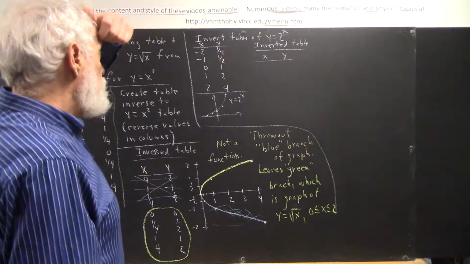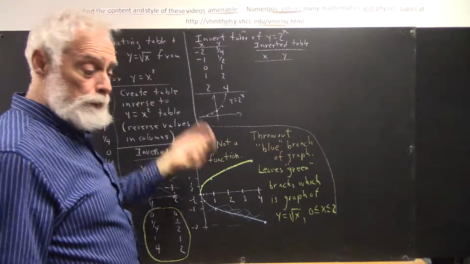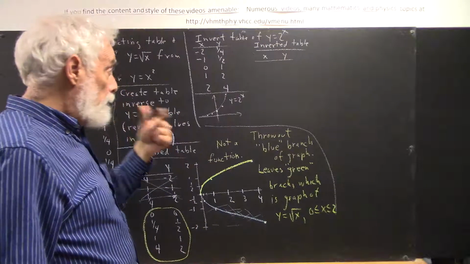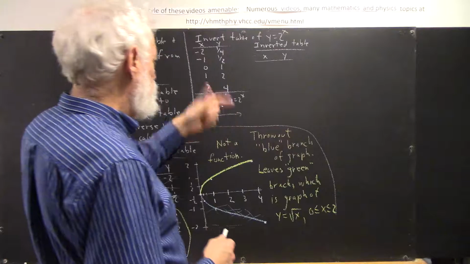Okay, now we're going to invert the table of y equals 2 to the x. Very simple process, very much the same process. This time we're not going to end up with two branches. And we'll see why. And it's fairly obvious why.